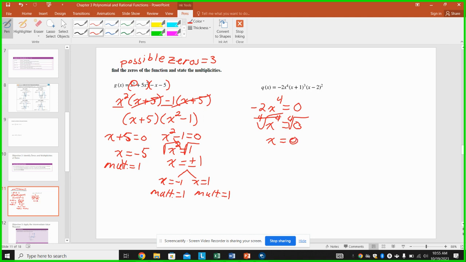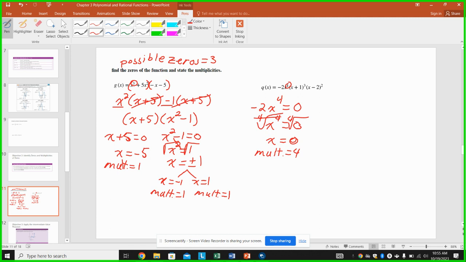True, but those are the same thing. What's the multiplicity though? That's the 0 is 0. Nope. So it's 4. So notice the difference between this one and this one. This had an x squared minus or plus a number. This was just negative 2x to the 4th power.